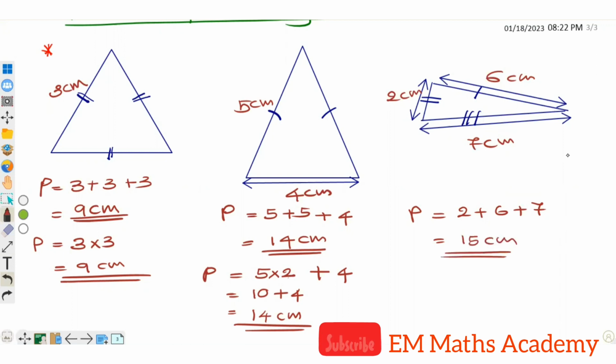Okay, write down this one. This is how we find the perimeter of different kinds of triangles. Okay, next let's see. Now here we were given the lengths. Now when you are given the lengths in algebraic terms, let's see how we find the perimeter.